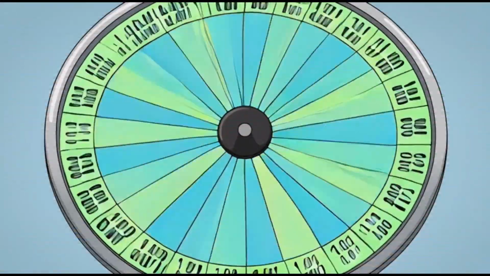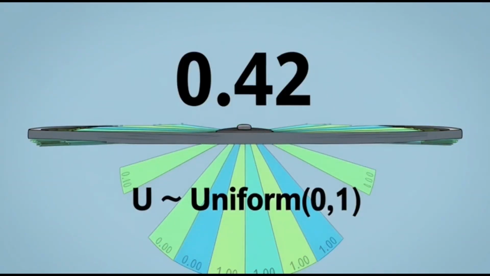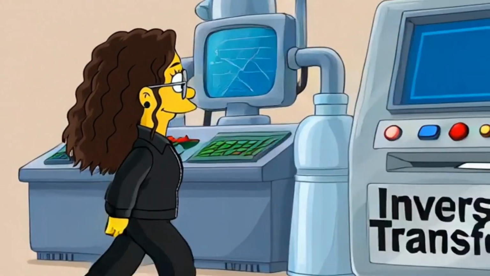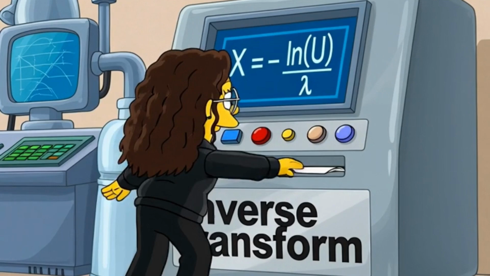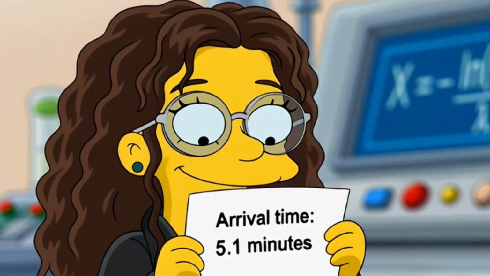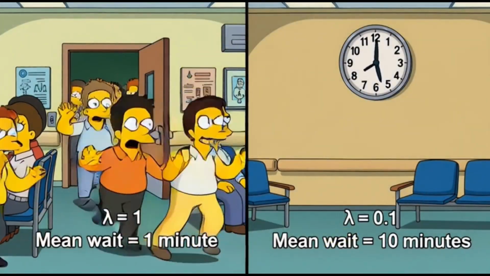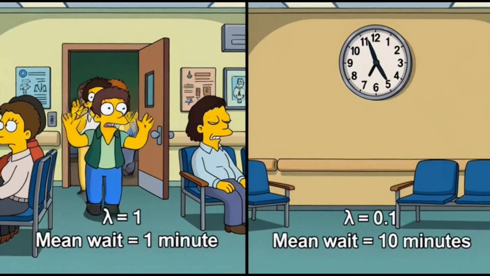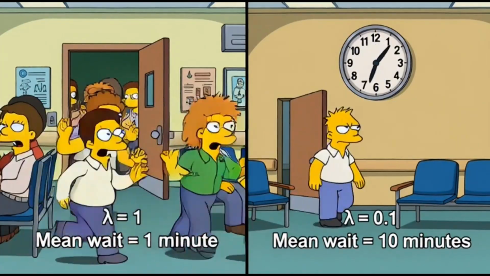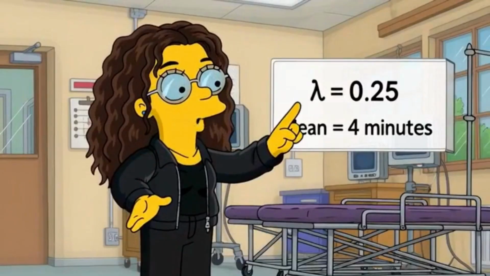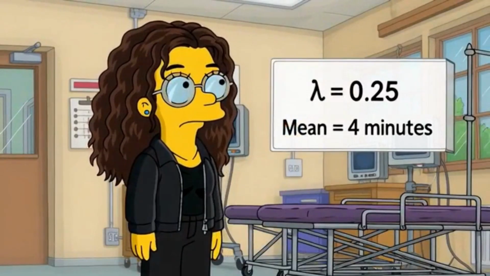To generate these waiting times, we first use a uniform random number u between 0 and 1. Then we apply the inverse transform method using the formula x equals minus the natural logarithm of u, divided by lambda. This transformation converts the uniform number into a value that follows the exponential distribution. When lambda is large, patients arrive more frequently. This results in shorter waiting times. When lambda is small, patients arrive less frequently. Waiting times between patients become longer. In our case, we use lambda equal to 0.25, producing an average waiting time of 4 minutes between patients.